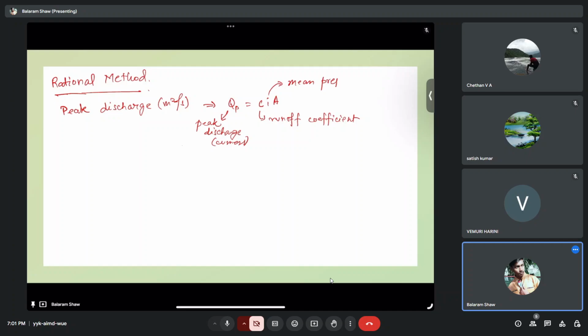Unit hydrograph and all, we have discussed in very great detail when we were discussing the hydrographs in one of the weeks, right?